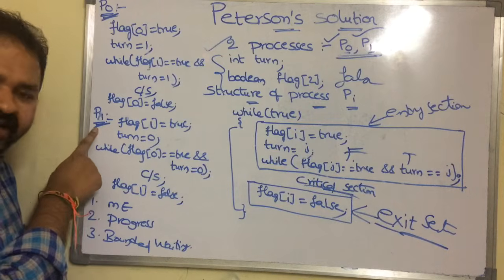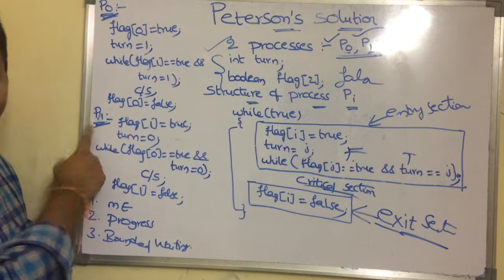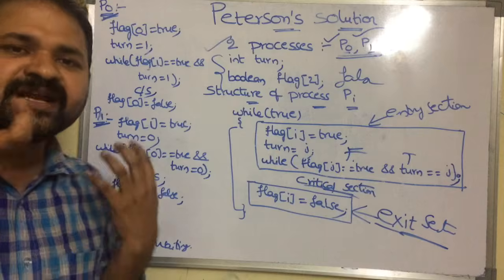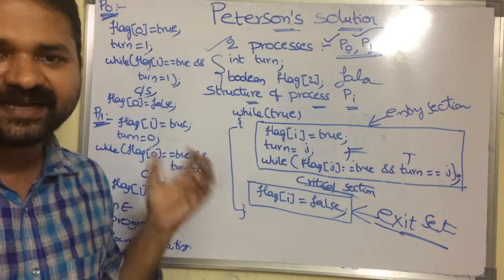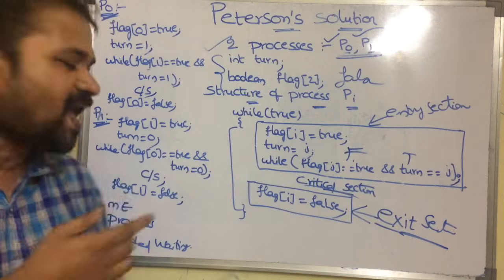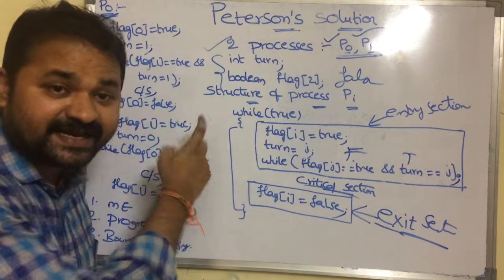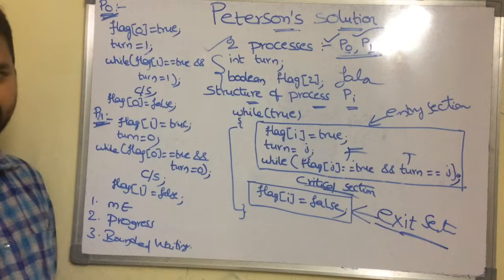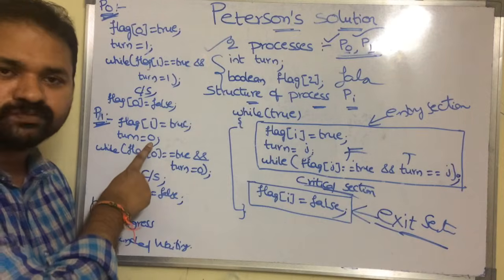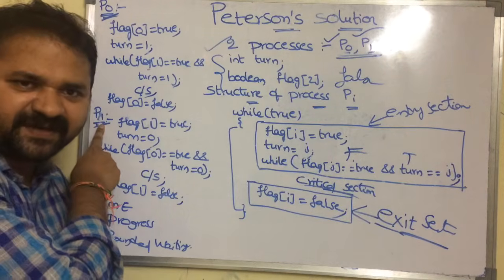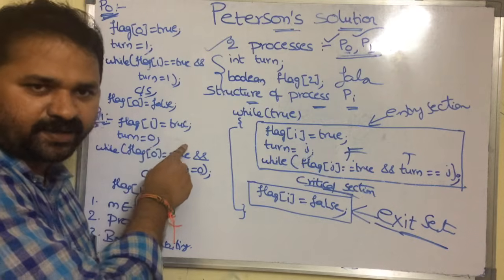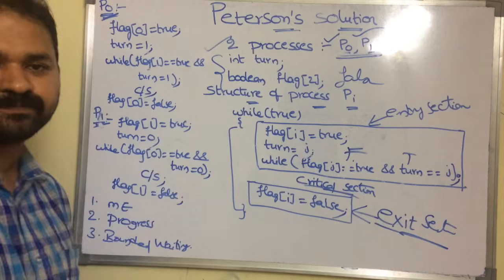So likewise, we have written the code for P1 also. First, if P1 wants to enter into the critical section, then it executes a statement like flag of 1 is equal to true. It specifies that P1 is interested to enter into the critical section. Next, turn is equal to 0. That means the process P1 is giving a chance for P0 to enter into the critical section.